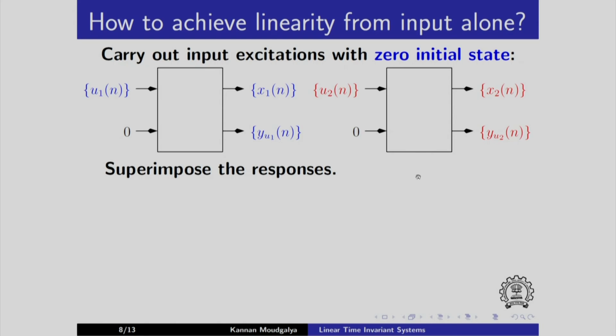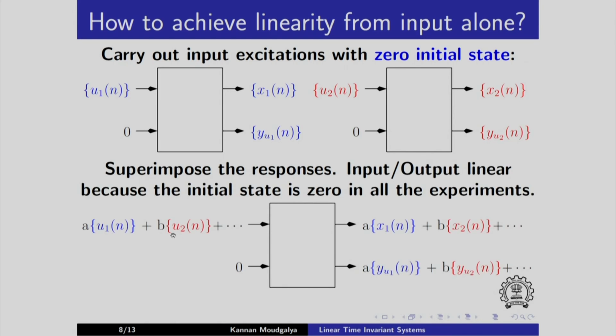Now what will happen if I take a linear combination of these two? Will I get a linear combination of this and a linear combination of this? The answer is yes, because the system is linear with respect to this, this is linear, this is linear. So it will use the same linear combination as this. Remember that we are keeping this at 0. So it is linear from an input output perspective.